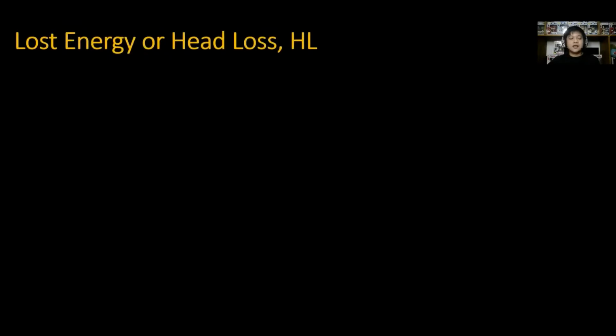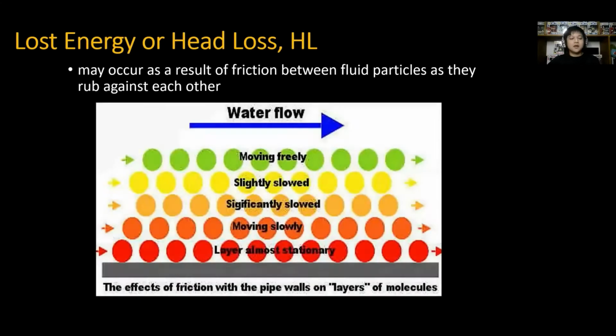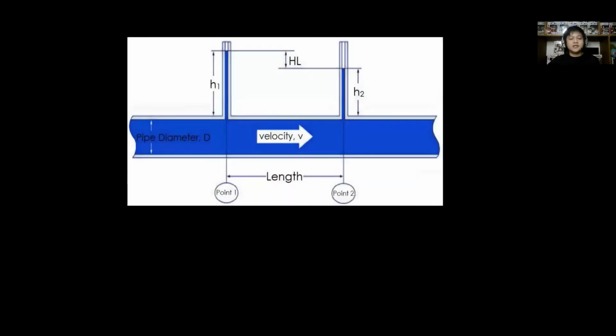Now, let us discuss lost energy or head loss, represented with capital HL. It may occur as a result of friction between fluid particles as they rub against each other. As shown in the figure below, the particles at the mid-zone are moving freely, but the particles adhering to the channel wall are almost stationary due to friction. Fluids in motion suffer a loss of energy through friction.